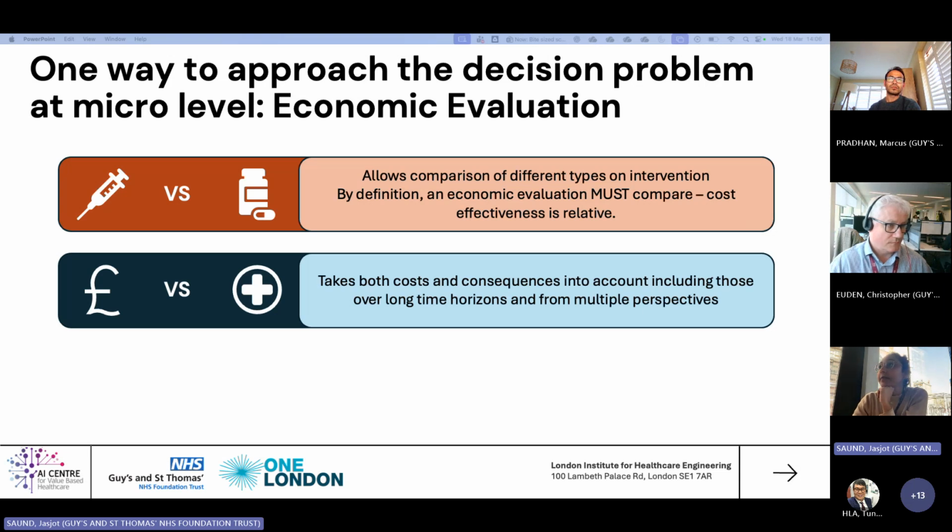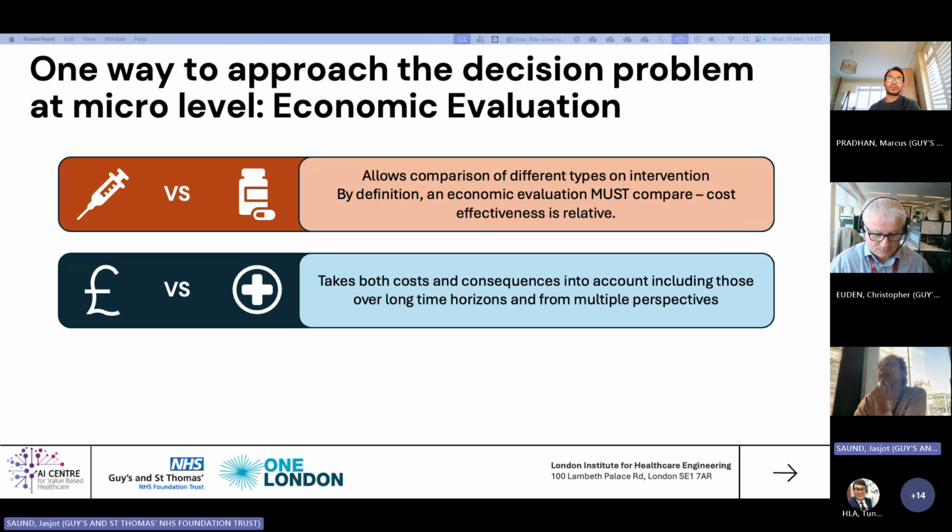Cost effectiveness analysis also takes into account both costs and consequences, and we'll talk more about that because Teddy mentioned the quality adjusted life years. So I've recently learned what those actually are. And they look at multiple perspectives as well.